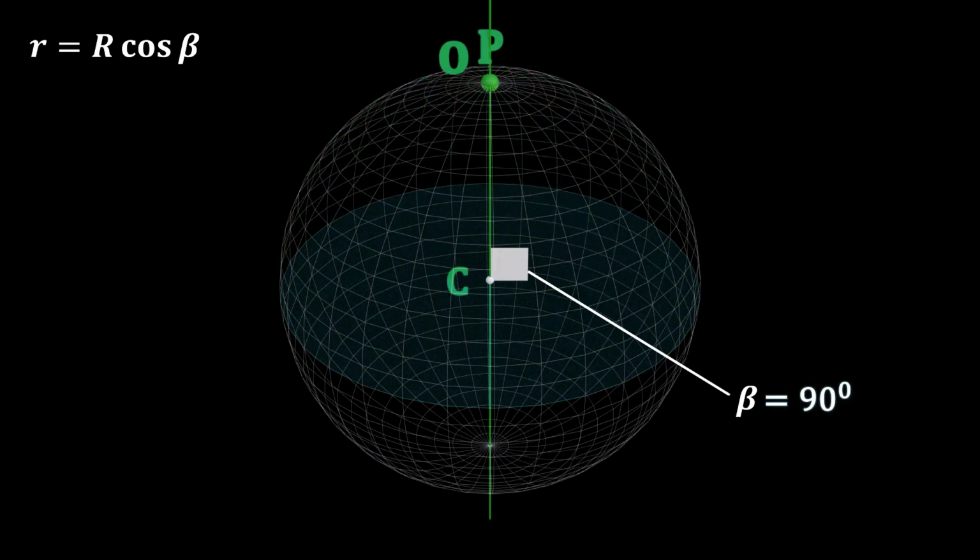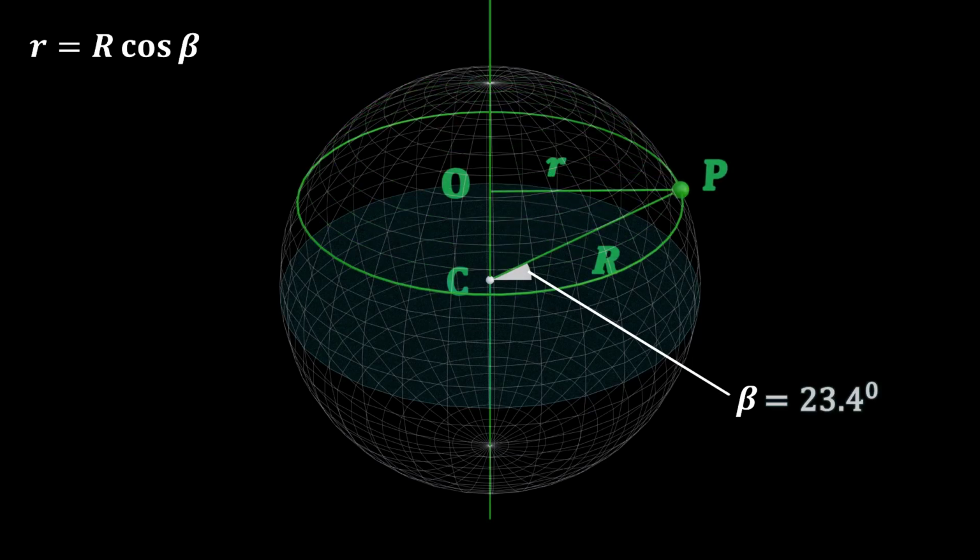For beta equals 90 degrees, which corresponds to the North Pole, we have cos 90 equals 0, and therefore we have r equals 0. This is because the North Pole is located exactly on the axis of rotation.